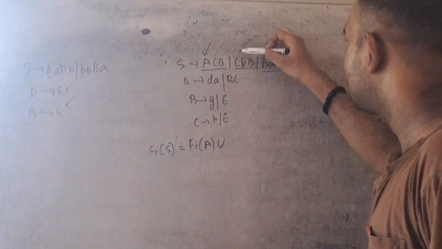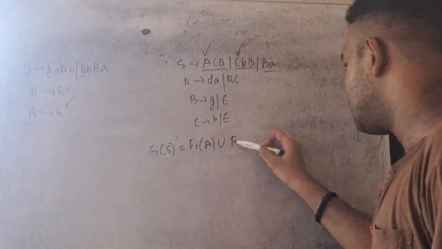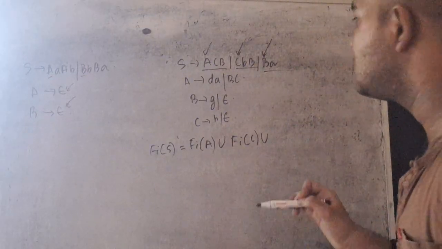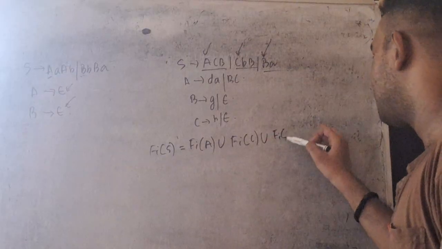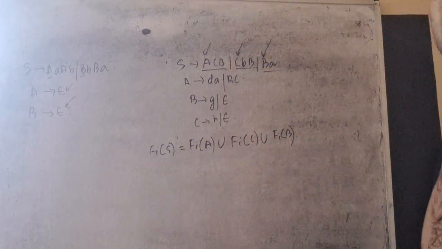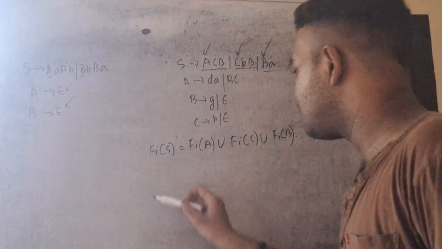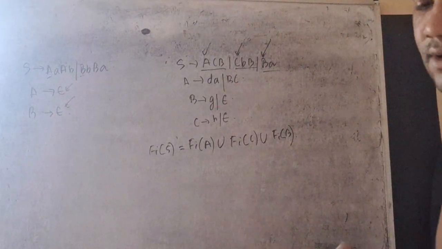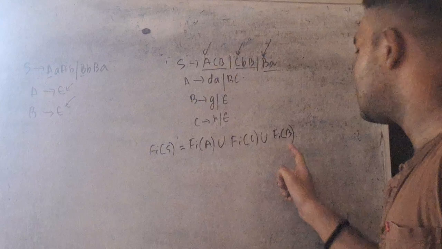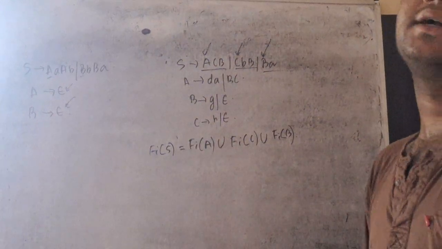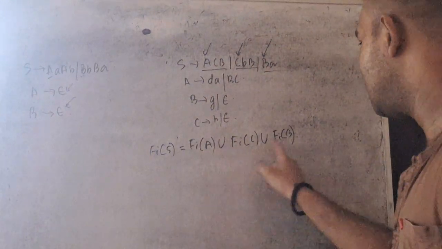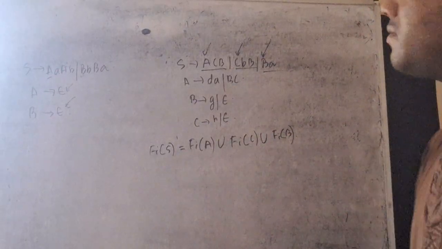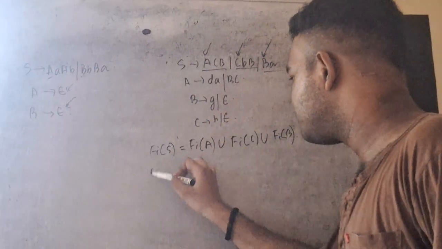In this production rule, what is in the first position? It is capital C. So it will be first of capital C union. In this production rule, what is in the first position? It is capital B. So it will be first of capital B. Okay, now I will not be calculating the first of A now, because I cannot do this now. Why? Because all of these are capital letters. So capital letter means non-terminal. So I need to calculate their first as well. Then only I can calculate the first of S. Now I will be calculating the first of A.